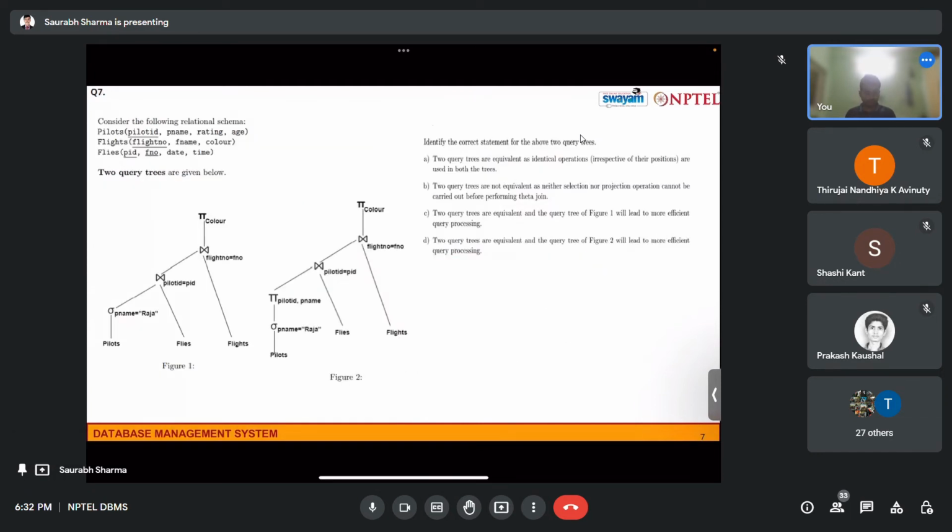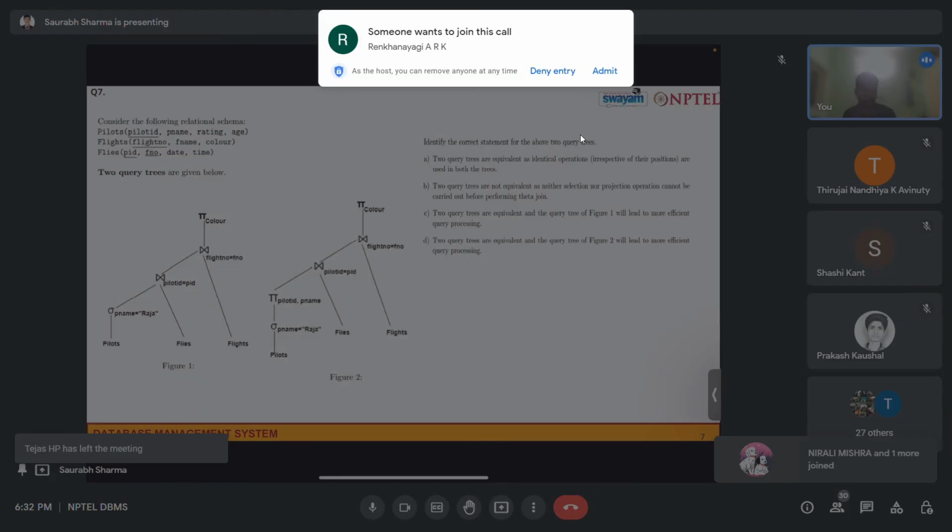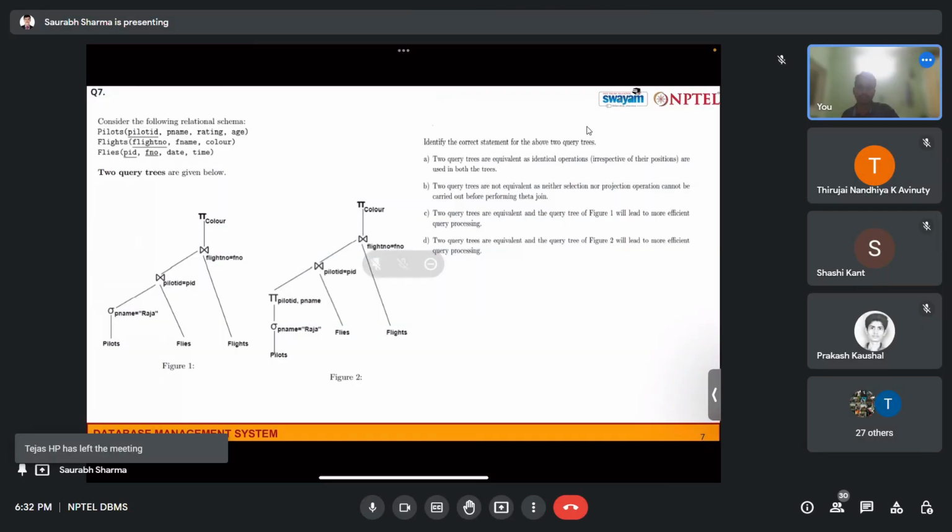Now this is about equivalent trees. We first have to comment on whether these are equivalent or not. So till here, this is the same. Okay. Now there is flight file same.